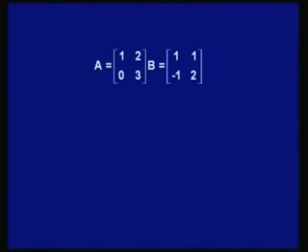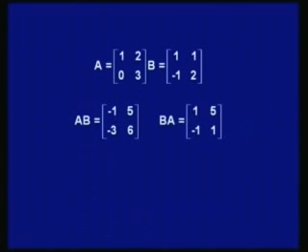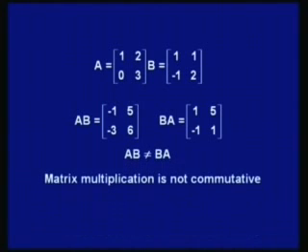In another example, I consider a 2 by 2 matrix A and B also a 2 by 2 matrix. I multiply A and B to get this product AB as minus 1, 5, minus 3 and 6, and the product BA is also a 2 by 2 matrix, and it is 1, 5, minus 1 and 1. One can notice that although the two matrices are the same size, their elements are different. And we say that AB is not the same as BA, and this establishes that matrix multiplication is not commutative in this example.